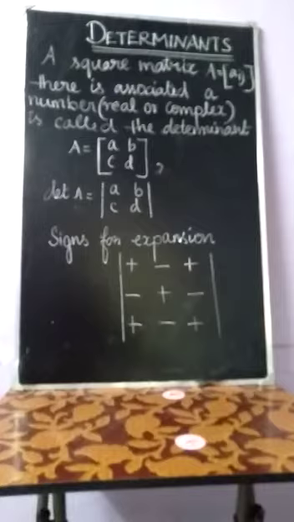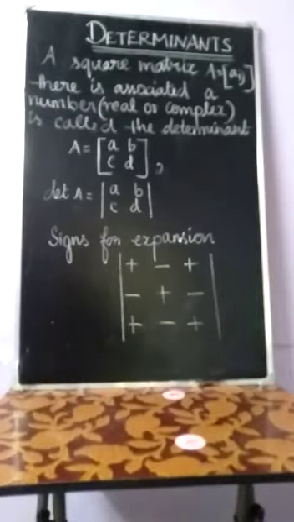What is a determinant? The determinant of a matrix is a scalar property of that matrix. A determinant is a special number that is defined only for square matrices. What is a square matrix actually? A square matrix has the same number of rows and columns.